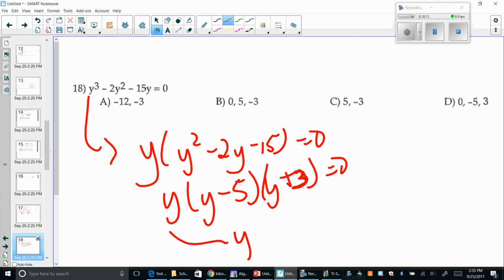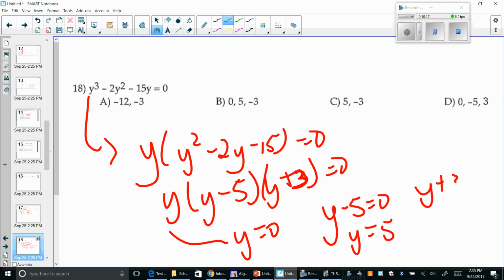So if I solve it, I get y equals 0. y minus 5 equals 0, which will give me y equals 5. And y plus 3 equals 0, which gives me y equals negative 3. So my answer is going to be 0, 5, and negative 3, which is B.